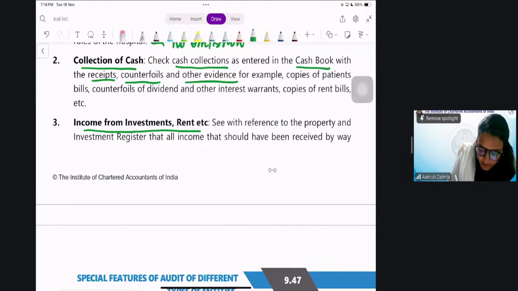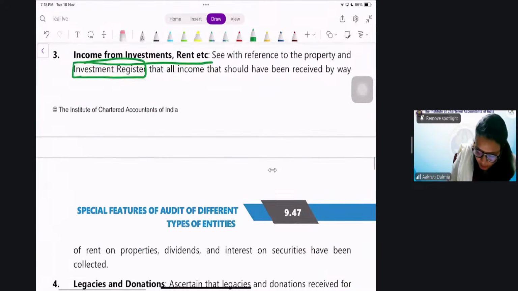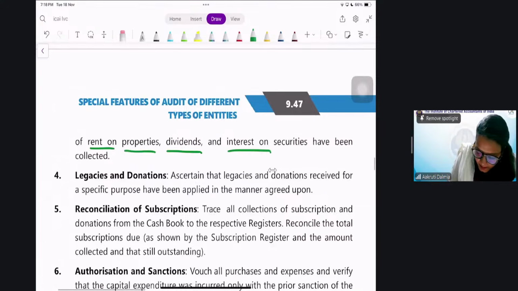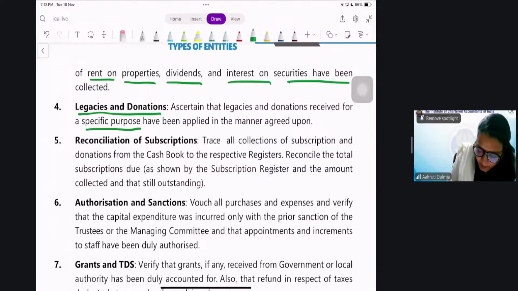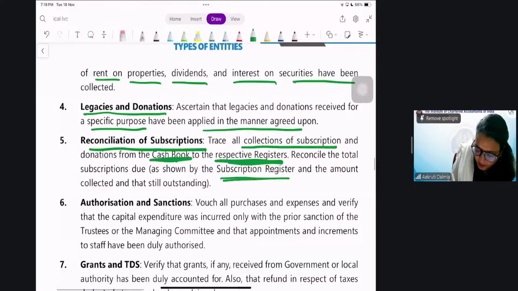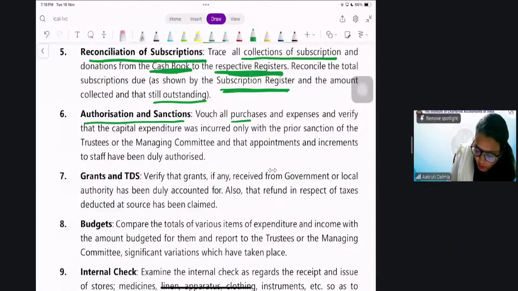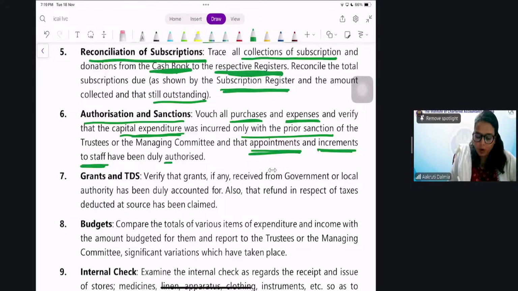Next, come to income from investment and rent. See with reference to the property of investment register that all income should be received by way of rent on properties, dividend, interest on securities, etc. Legacies and donations. Ascertain that the legacies and donations received for specific purpose have been applied in correct manner. Then subscriptions. Trace all collections of subscriptions from cash book and registers. So properly check the subscription register if there is anything still outstanding. Check authorization and sanction. Vouch all purchases, all expenses, and verify the capital expenditure was incurred only with the sanction of the managing committee. And any appointment of new staff, any kind of incentive or increment is properly authorized.